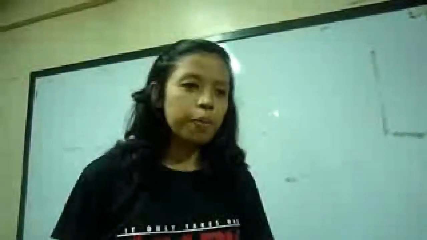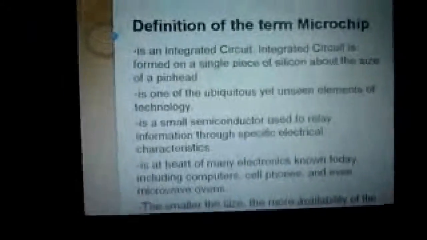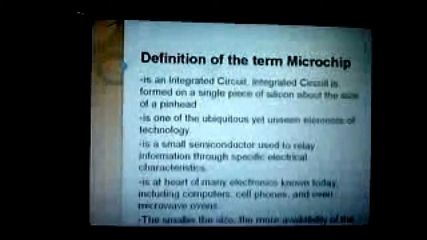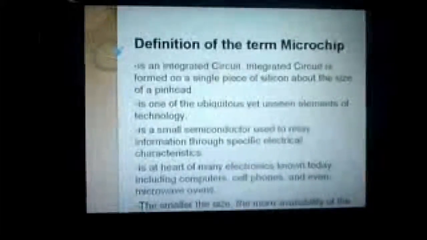I'm going to define microchip. A microchip is a small semiconductor used to relay information through specific electrical characteristics. It is formed on a single piece of silicon about the size of a pinhead. Microchips are at the heart of many electronics known today, such as computers, televisions, amplifiers, radio tuners, and many appliances. The entire revolution of electronics is based on microchips, because without the small size and the power of the microchip, most of the gadgets would be too large to use.